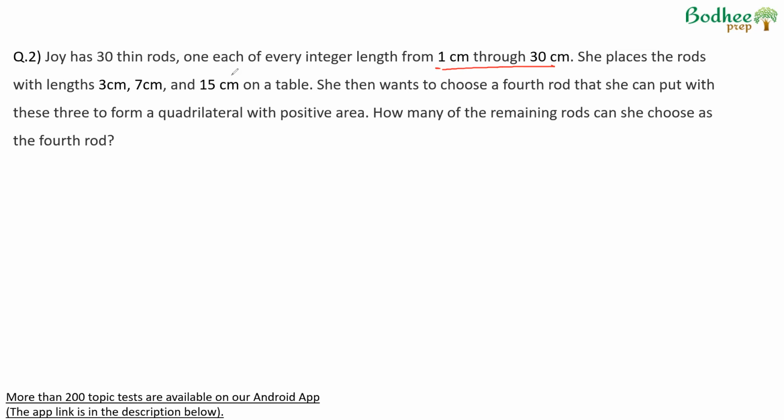Then she wants to choose a fourth rod that she can put with these three to form a quadrilateral with positive area. How many rods can she choose? Suppose the fourth rod is of length n. We keep it as the base and we join the other three rods of length 3, 7 and 15 to form the quadrilateral. Now, what will always happen is n has to be less than 3 plus 7 plus 15.